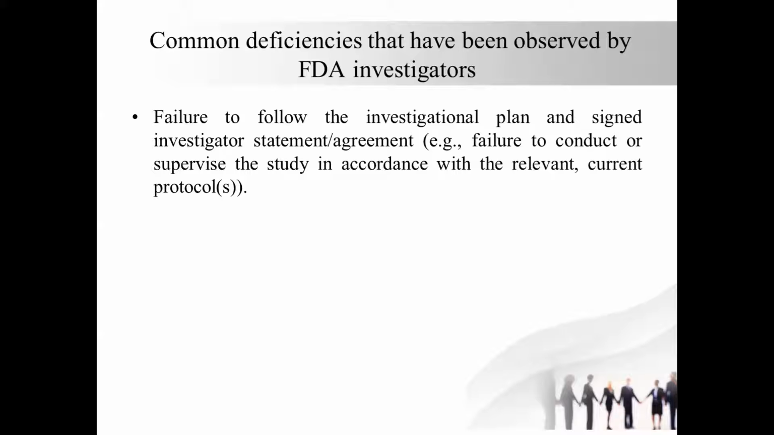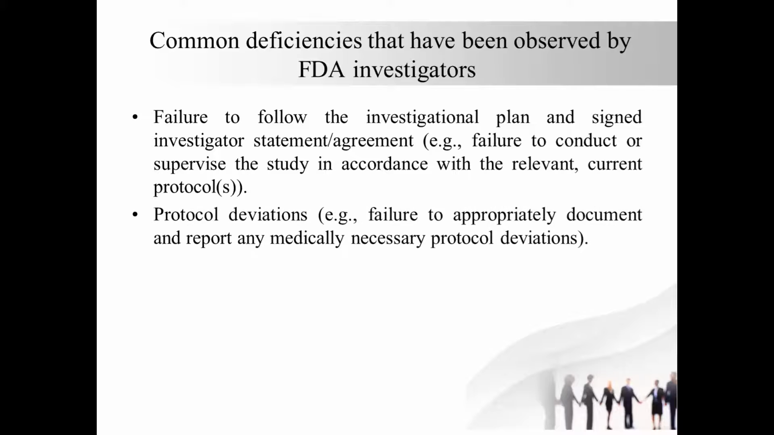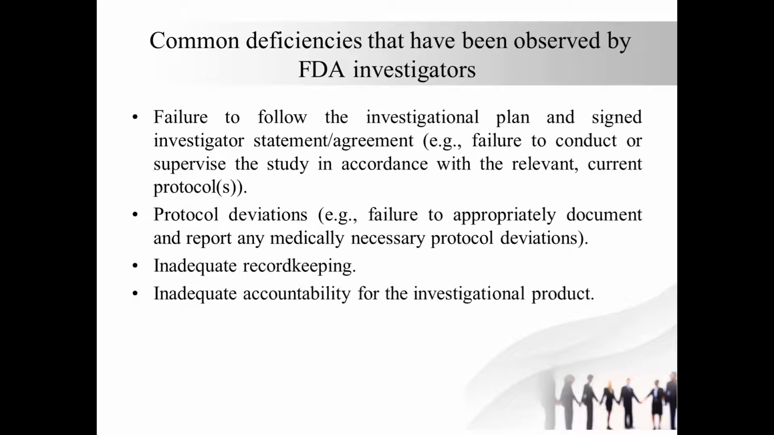These are some of the common deficiencies that the FDA investigators have observed. There is failure to follow the investigation plan, or the protocols have not been properly supervised by the investigator, most of the time by the delegated persons. There have been too many protocol deviations and they have not been appropriately notified and classified as major or minor. Record keeping is inadequate. Inadequate accountability for the investigational product.